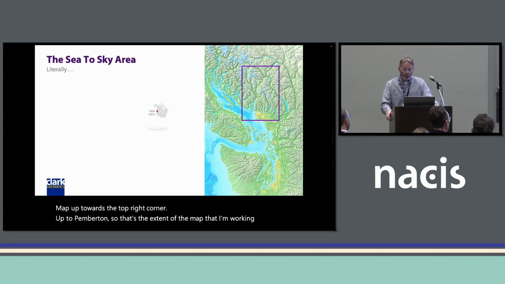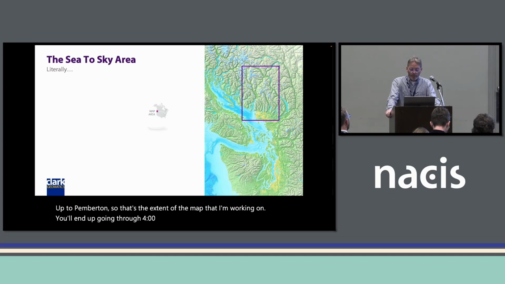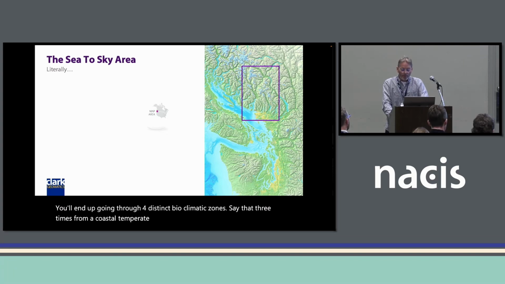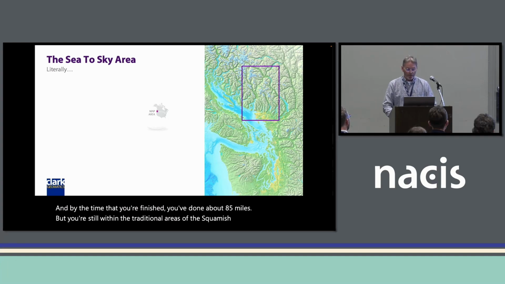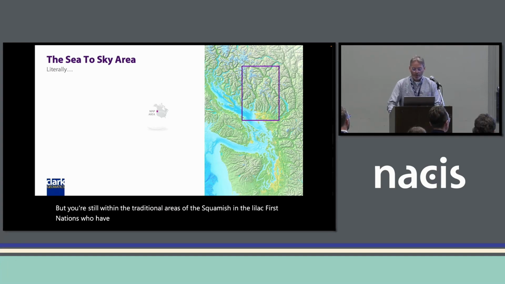You'll end up going through 4 distinct biogeoclimatic zones, say that 3 times, from a coastal temperate rainforest with Doug fir and hemlock to a much drier ponderosa pine and interior Doug fir climate. That's up in the highlands of Pemberton area. And by the time you're finished, you've done about 85 miles, but you're still within the traditional areas of the Squamish and the Lil'wat First Nations, who have been in this traditional territory since time immemorial.